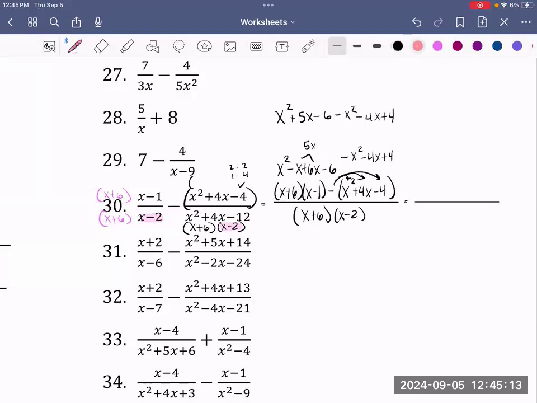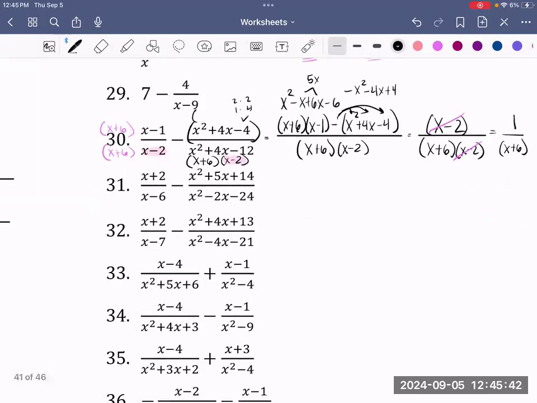So in your numerator, we'll notice that these x squares are going to cancel. These two can come together to make x. And then these two can come together to make minus 2. So then we have x plus 6, x minus 2, which is going to cancel out with this one over here. So in your numerator, we have 1 over x plus 6.